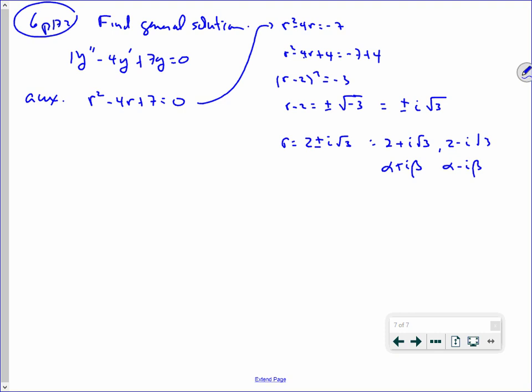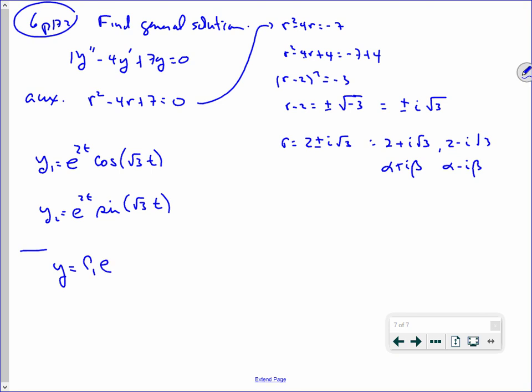And the solutions are y1 equals e to the alpha t, so e to the 2t, times the cosine of beta t. And y2 is the same thing except sine. What you really need to show, and which the Wronskian shows real well, is that things like this are linearly independent. And that's not the general solution. The general solution is to slap a couple of constants in front of them. C1 e to the 2t cosine of square root of 3 t plus C2 e to the 2t sine of square root of 3 t.